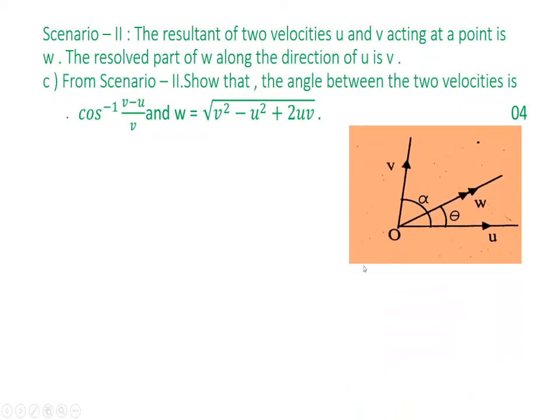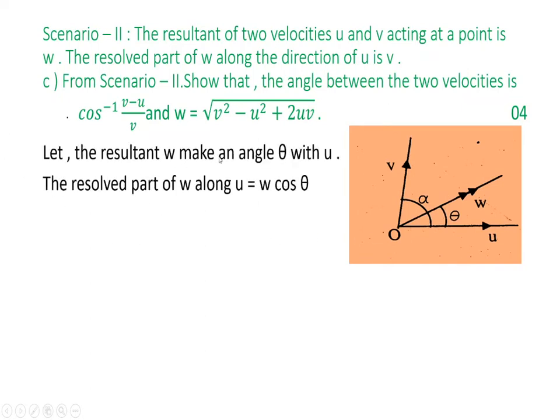First we draw a figure. The resultant w makes an angle theta with u. The resolved part of w along u is w cos theta, because w makes an angle theta with u.